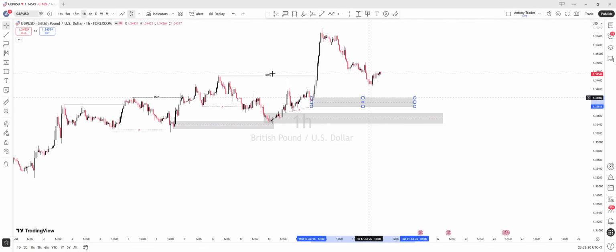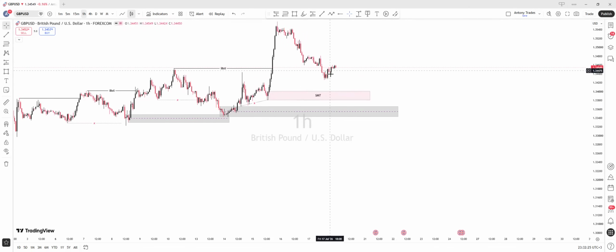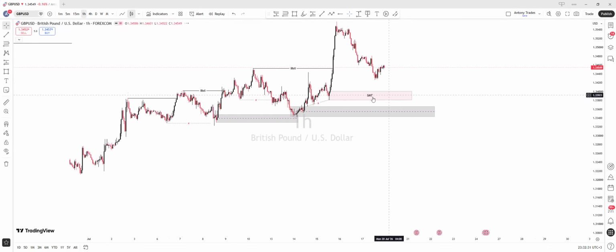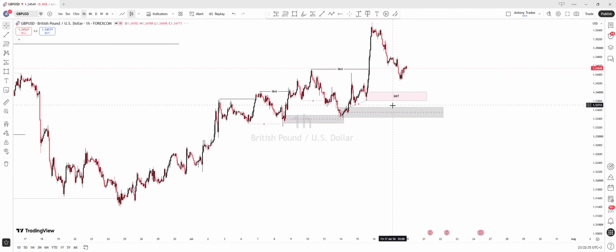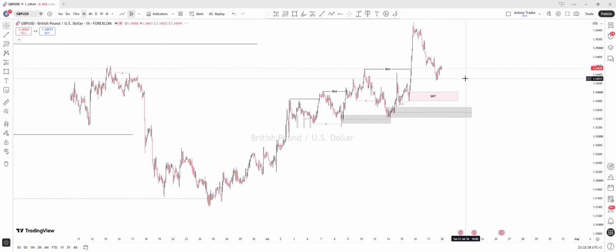So for me, I'm anticipating this zone to be used also as a smart money trap, all right, to trap the hard buyers, only for the market to push a little bit down to this zone. So if the market wants to use this zone, then it has to give us a very strong change of character from this area for us to look for buys.